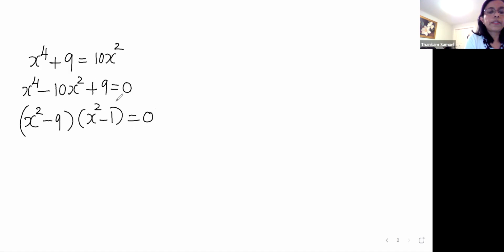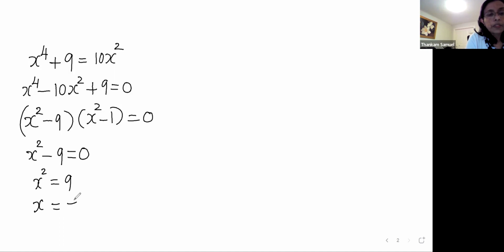And to solve for x, set each factor to 0 by using the zero product rule. So x squared minus 9 equals 0. Then add 9 on both sides. So x squared equals 9. To solve for x, take square root on both sides. So x equals plus or minus square root of 9. Always need to consider both values. So x equals plus or minus 3.